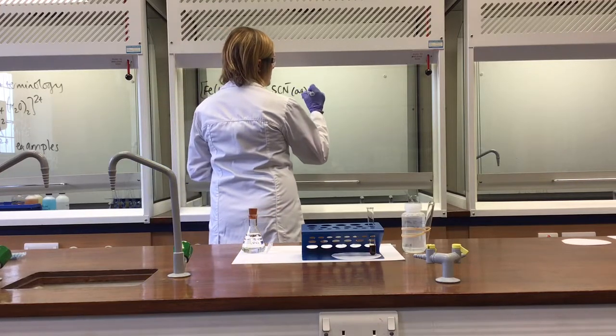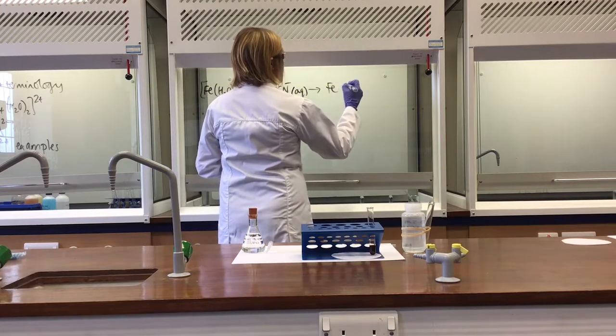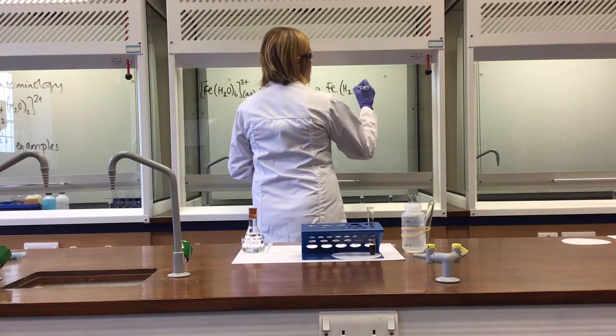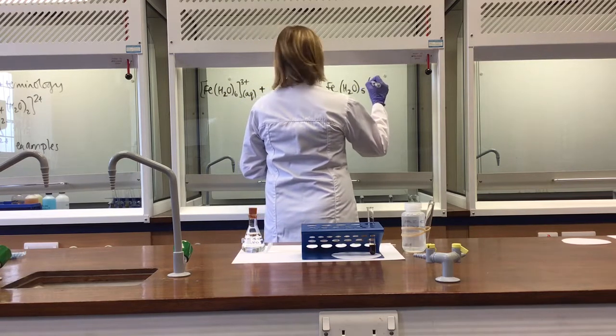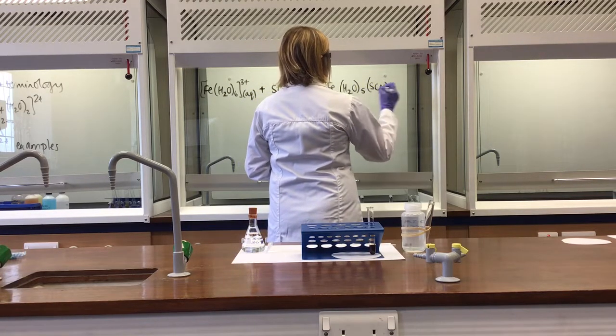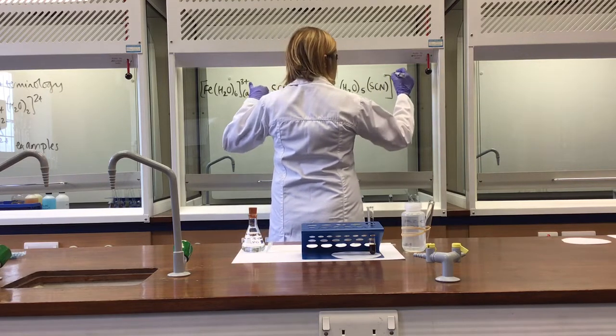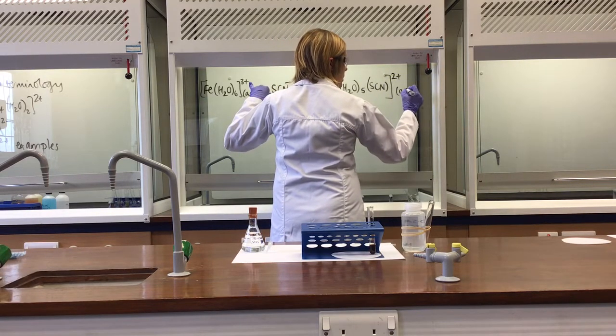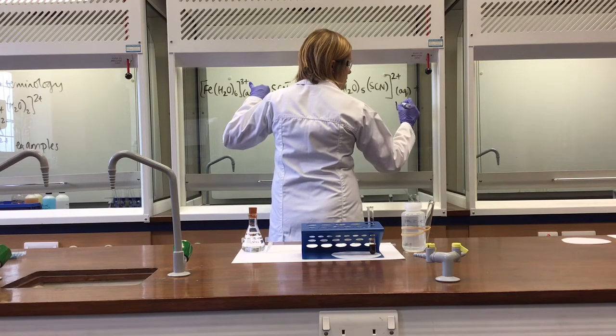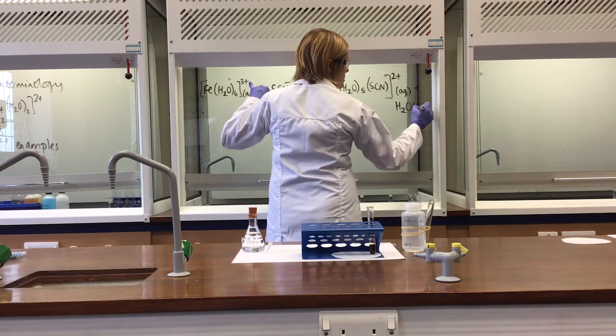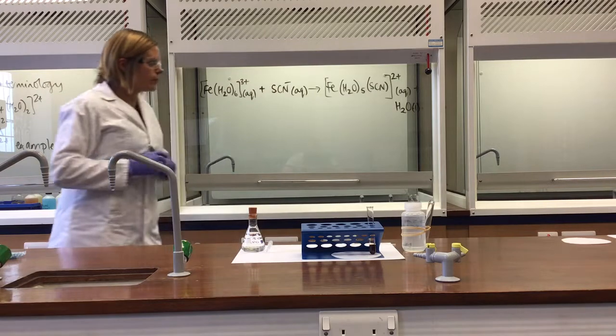and produces Fe(H2O)5 SCN, like so. And because that was an SCN minus, the complex ion is now a 2 plus charge, aqueous, and that's produced one water ligand by that substitution reaction.